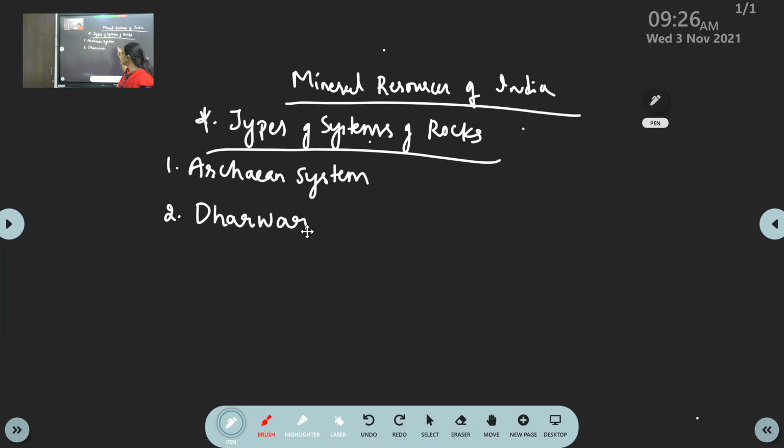Clear? And these two systems do not contain fossils. No fossils. We don't find fossils, which means there was no animal life before that. Animal life started after these rocks were formed. Okay, no fossils found in these two systems of rocks.